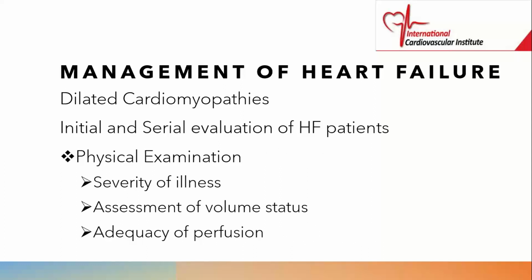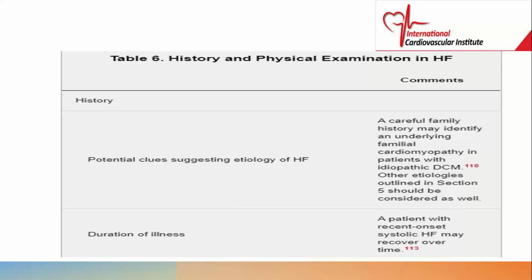And then with the physical examination, you can also get information on the severity of the illness, because you examine the patient's jugular venous pulses, right up to their ears, ascites all over the place. And so again, you can get information on the volume status and the adequacy of perfusion. If the extremities are extremely cool, then you know that the cardiac output is reduced. So again, a careful family history may identify underlying familial cardiomyopathy, so do your generational history.